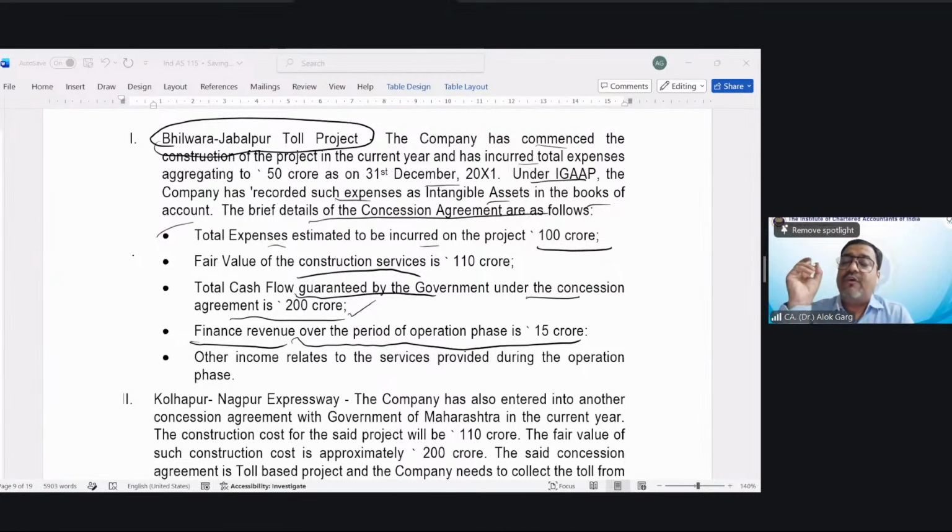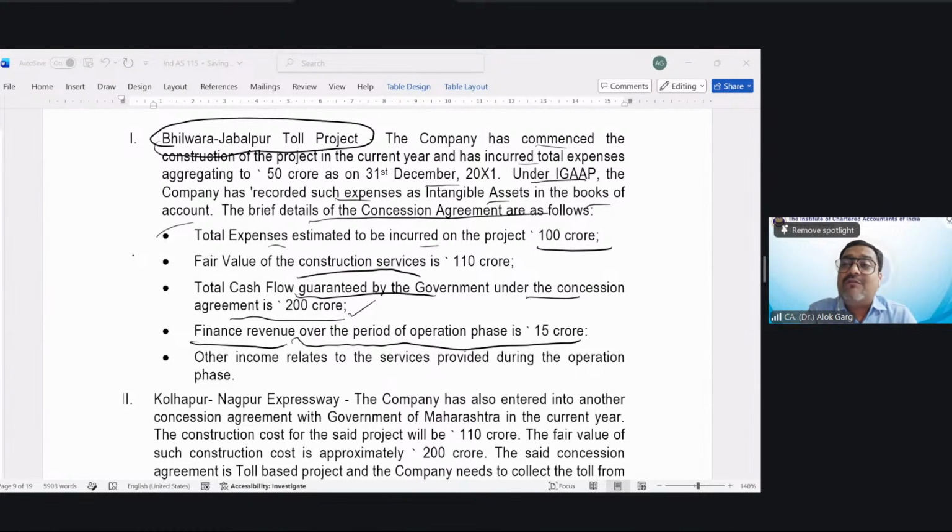First of all, you have to create an asset. Which asset is this? Financial asset or intangible asset? It is a financial asset. So financial asset you will debit. But what will you credit?